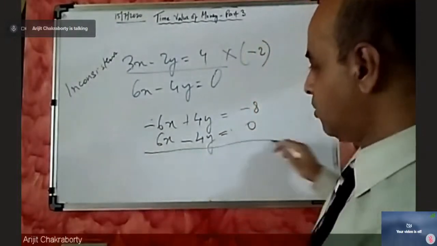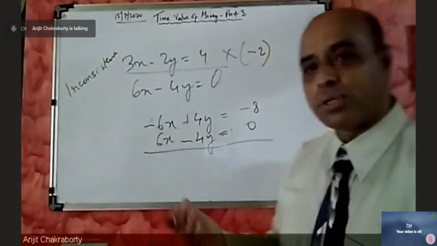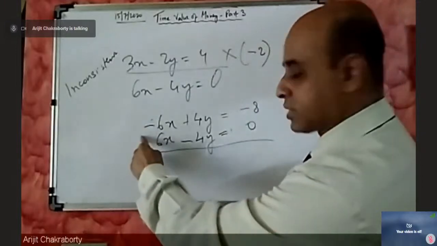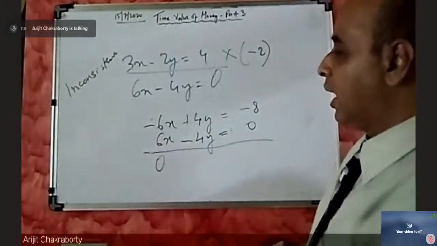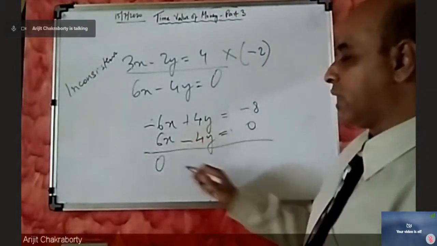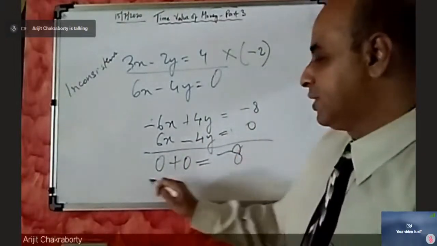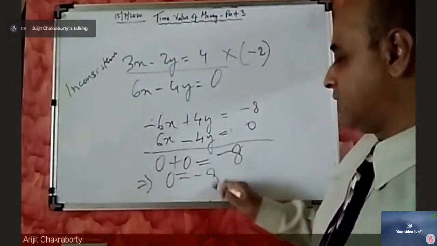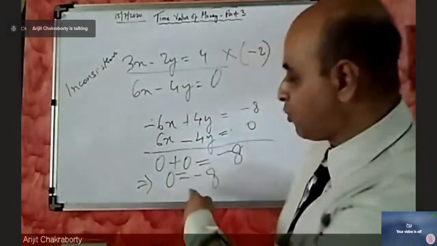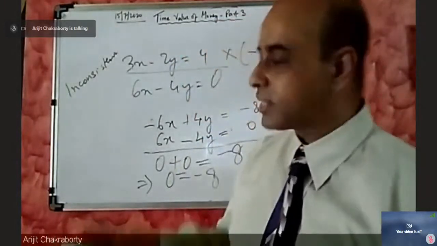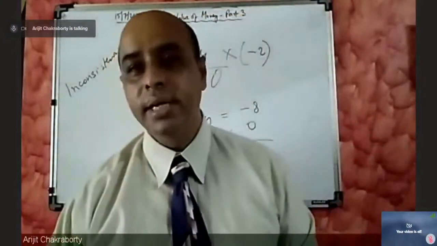Now if you see the fun here, if you add these two, what do you get? You get minus 6x and plus 6x, which is 0, and plus 4y, minus 4y is 0. But on this side you get minus 8 plus 0 is minus 8. That means 0 is equal to minus 8. Is it possible? No, it's not possible. So it is a false statement. So this system of equations will have no solution, and this is an example of inconsistent equations.